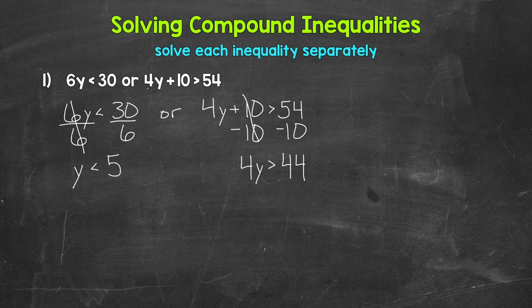So y is being multiplied by 4. We need the inverse operation of multiplication. That's division. So divide the left side by 4. We need to divide the right side by 4 as well. The 4's on the left cancel each other out. Y is now isolated. We have y is greater than, and then on the right, 44 divided by 4 gives us 11. So we have y is greater than 11. And now we're done solving our two inequalities.